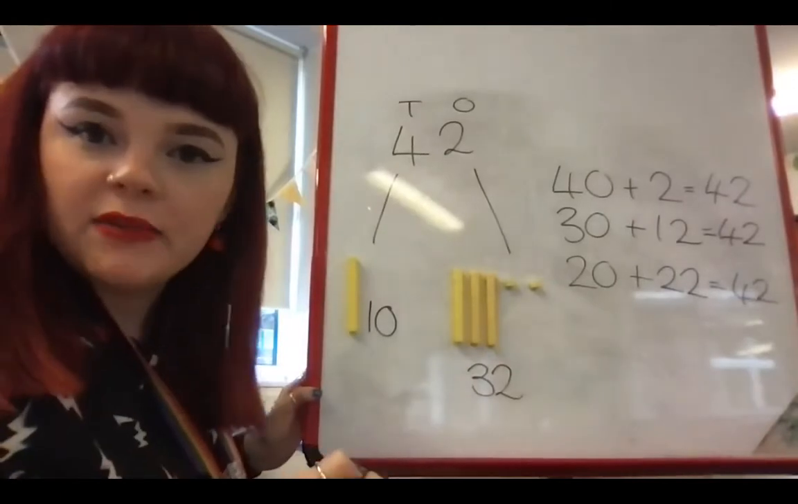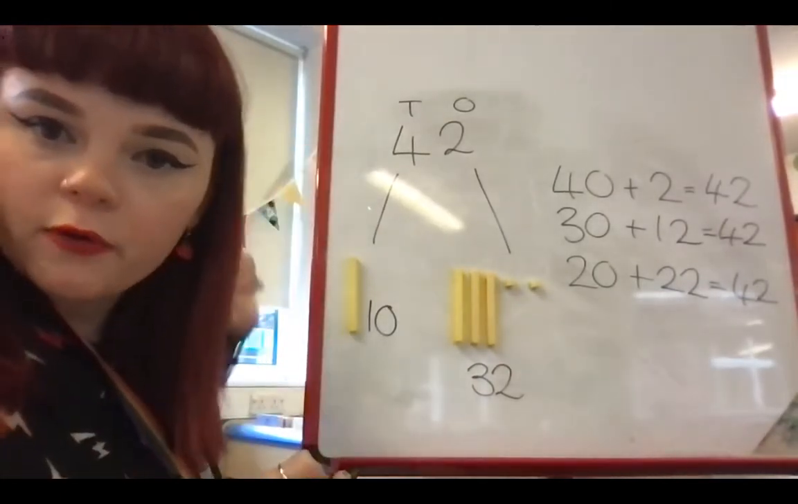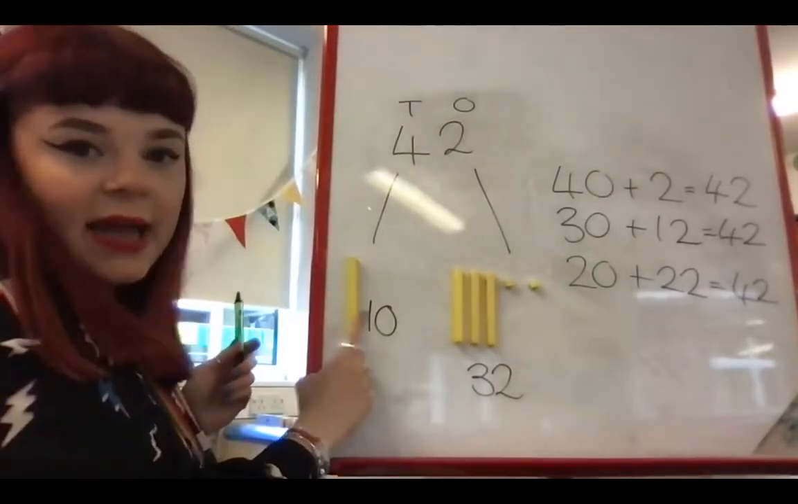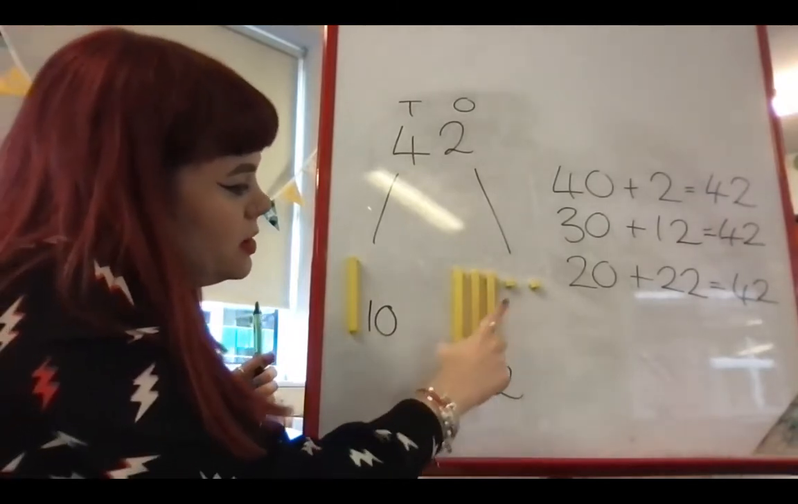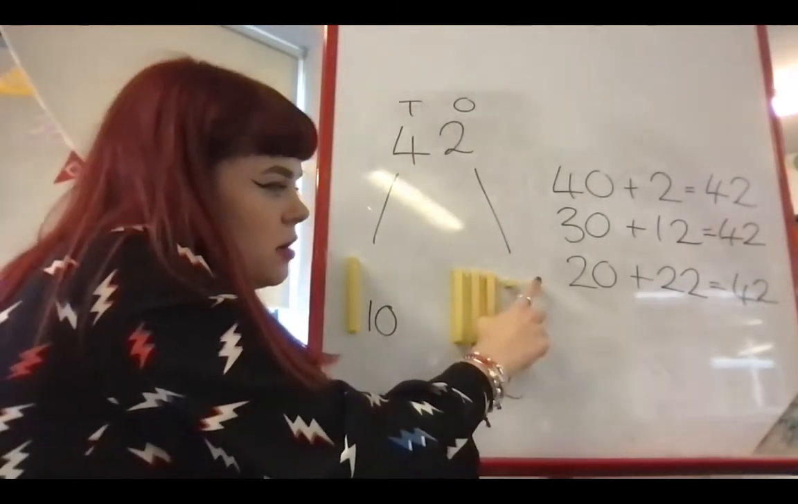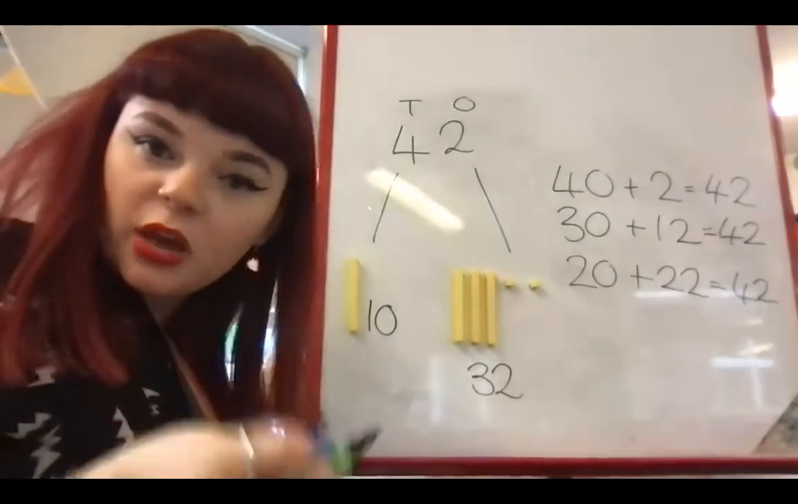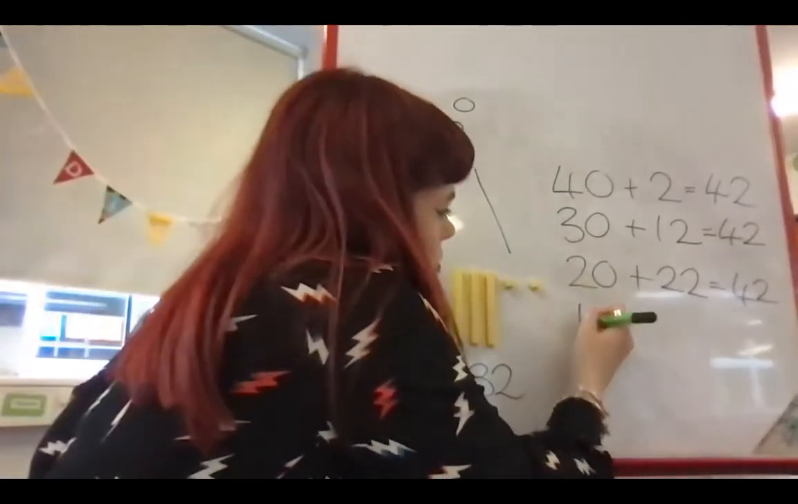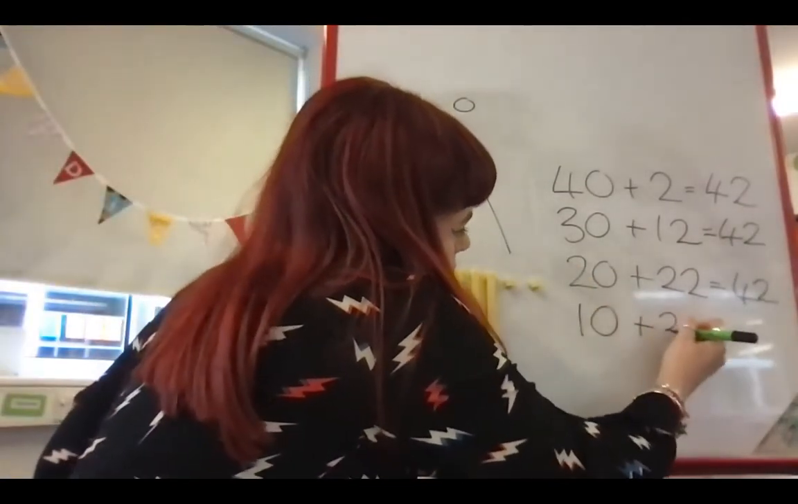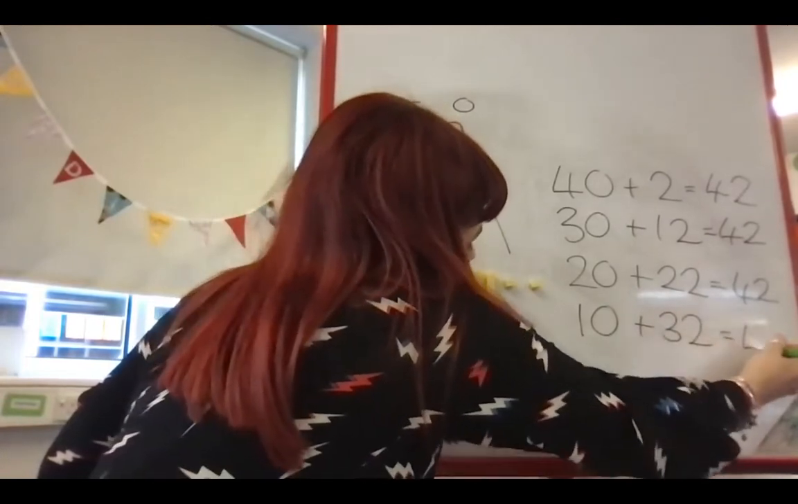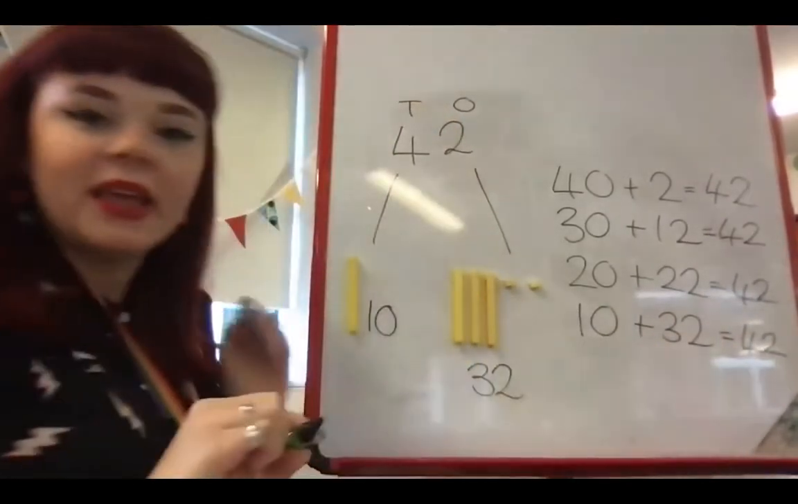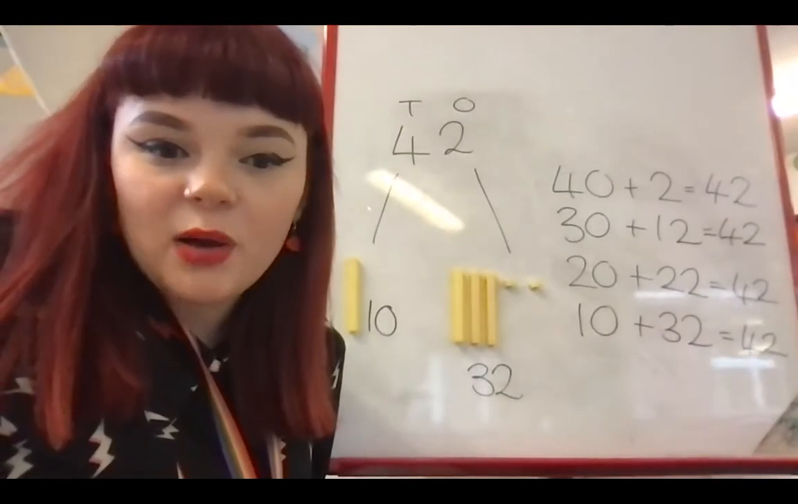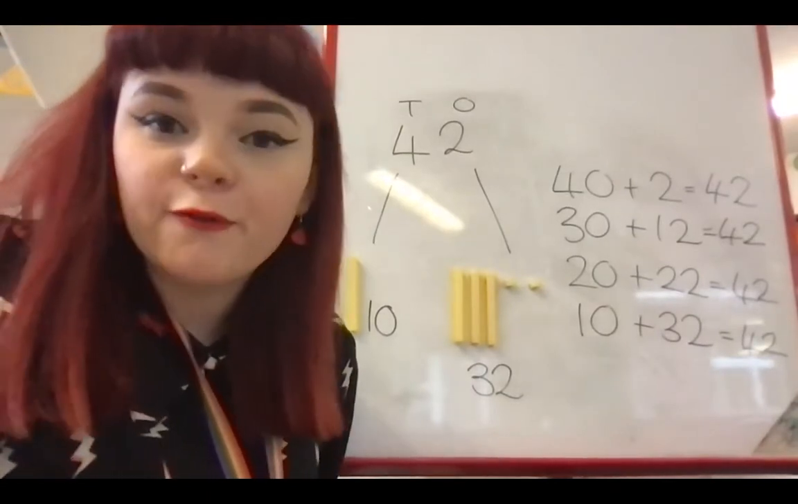Should we check to see if they still come together to make our whole number of 42? 10, 20, 30, 40, 41, 42. Well, there's another way of partitioning the number 42. Now then, I'm going to leave it up to you to have a go with the number 48.